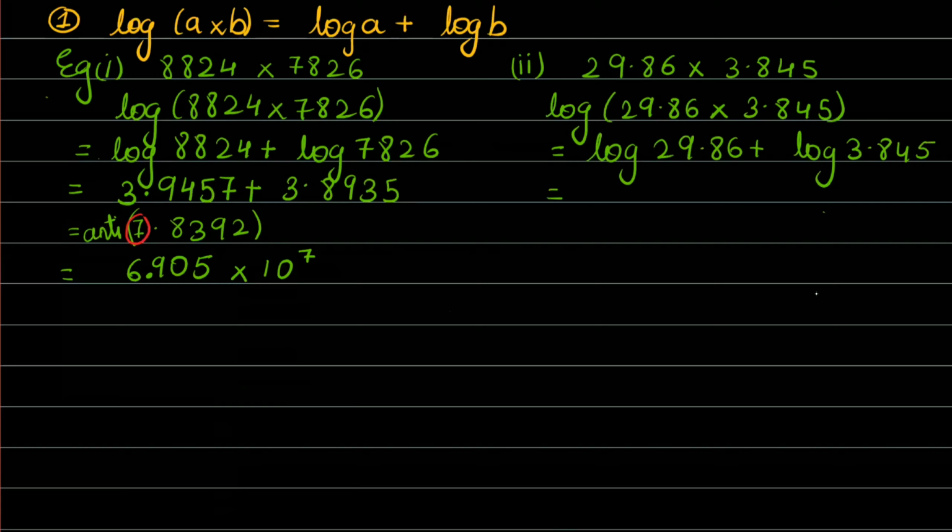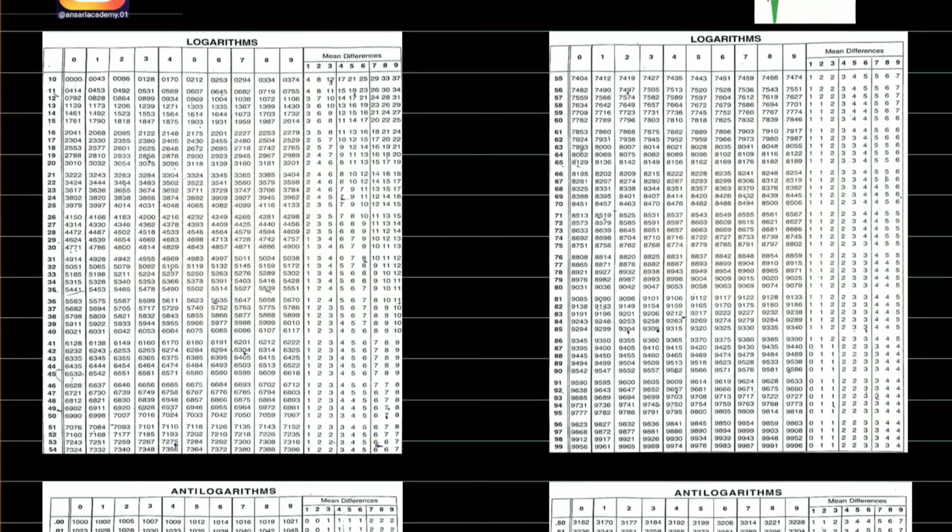Before that, we know the step: before the point there are 2 digits, that is 2 and 9. There are 2 numbers, so we are going to subtract 1 from the number of digits. 2 minus 1 will be equal to 1. So here we are going to write 1 point.